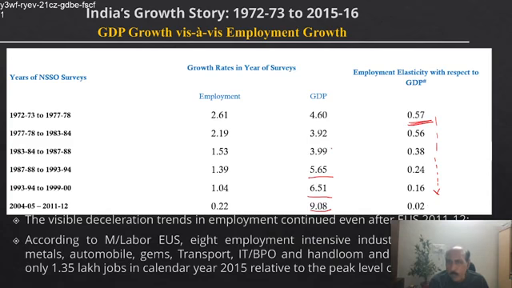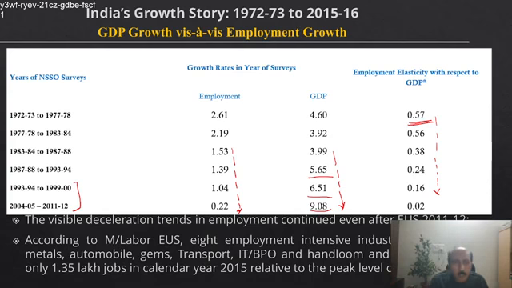And the GDP is on an increasing trend. It means even if GDP is rising over a period of time, the employment growth is falling. You see this in this column. The rate of growth of employment is consistently falling over a period of time. And particularly, if you look at the economic reform period, the fall in employment is very steep, despite the fact that the rate of growth of GDP has been very high, resulting in the falling employment elasticity with respect to GDP.